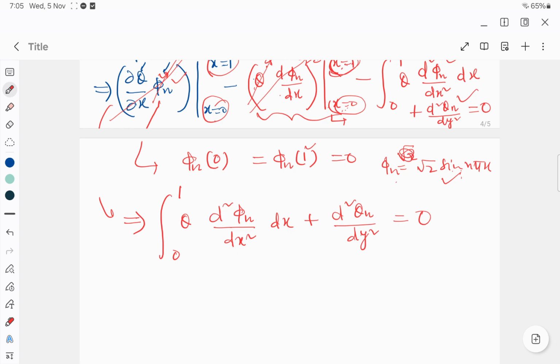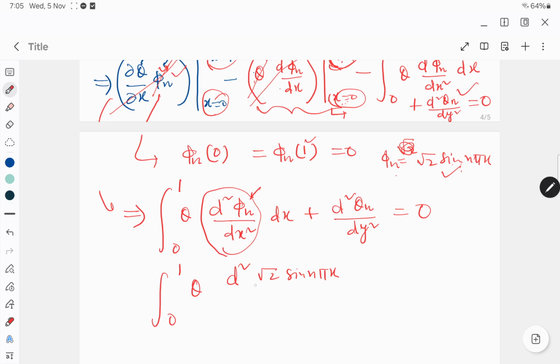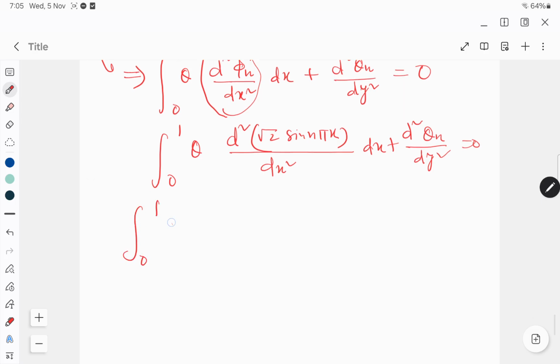Phi n, we know what is phi n. So now we have to evaluate this d2 phi n over dx square. So let's put the value of phi n here, integral 0 to 1 theta. So d2 phi n, where phi n is root 2 sin n pi x, over dx square plus d2 theta n over dy square is equal to 0. Now this will give us integral 0 to 1 theta.